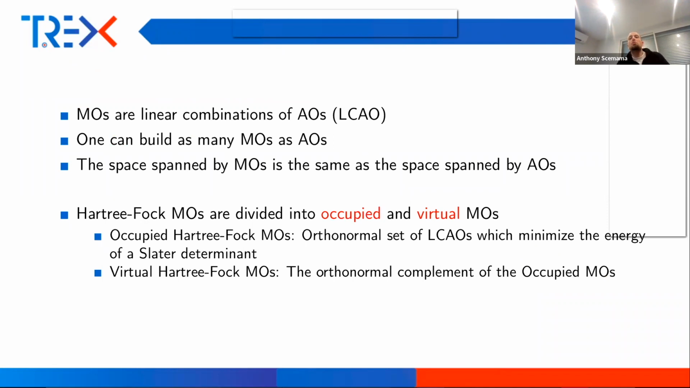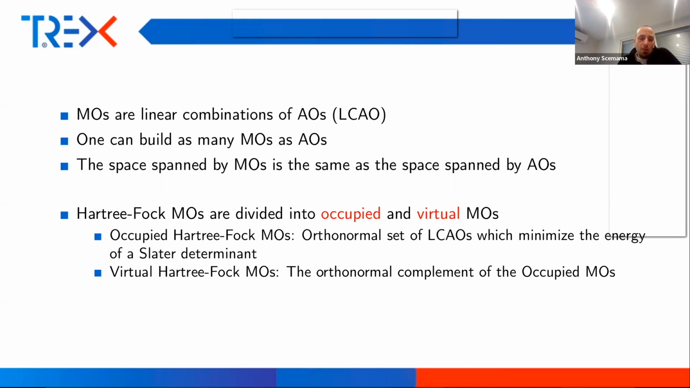Now when we talk about orbitals, as I said, molecular orbitals are linear combinations of atomic orbitals, so you can build as many molecular orbitals as atomic orbitals. It's just a change of representation. The important point is that the space spanned by the molecular orbitals is the same as the space spanned by atomic orbitals. This is why when you choose a basis set, it really determines the calculation you're going to do. Once you have chosen your basis set, let's say 6-31G star, then your MOs will live in the space of 6-31G star. That's it.